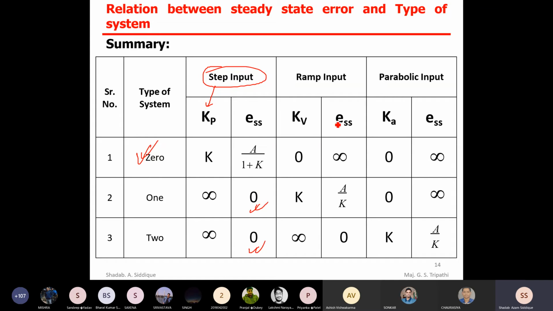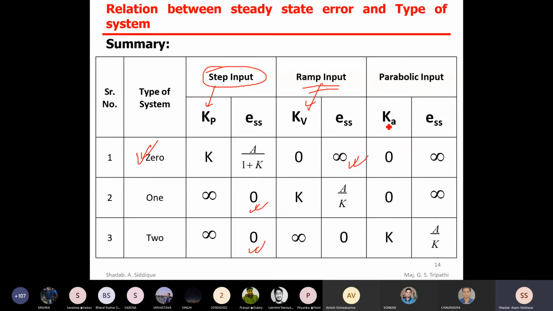Again, Kv, you can see the Kv for ramp input. So for ramp input, I'm talking about Kv. If we apply the type 0 system, the Kv will be 0, and error will be infinite. For type 1, Kv will be K, and this will be A by K. For type 2, Kv will be infinite, and ess will be 0. Okay, so for higher order system, this will be 0, and this again will be infinite.